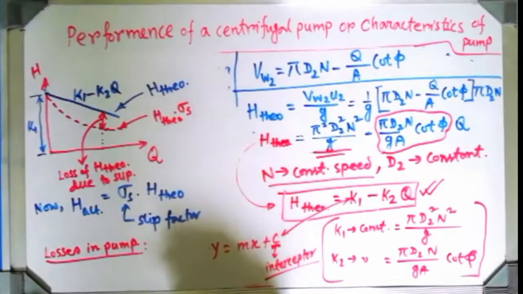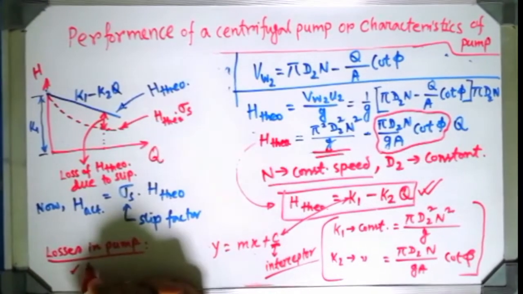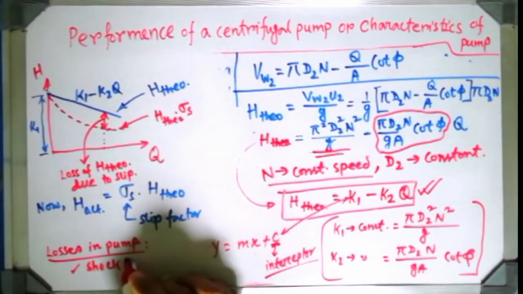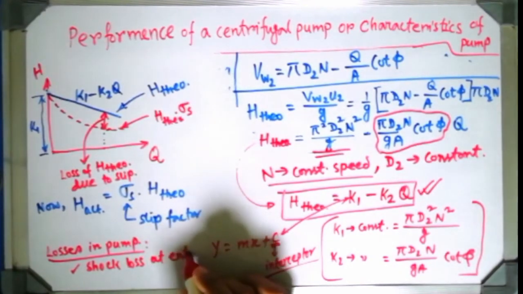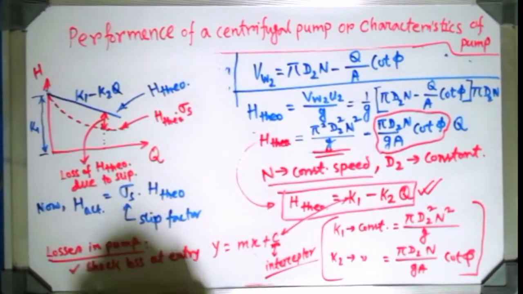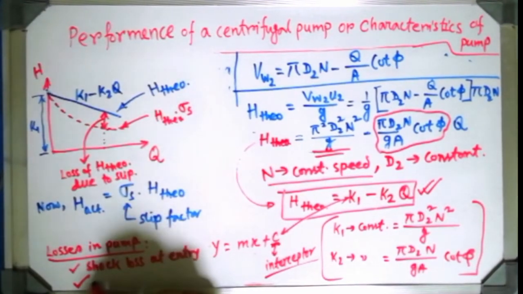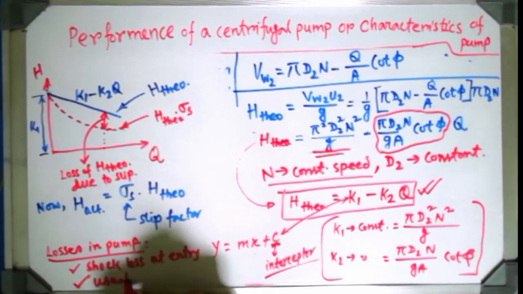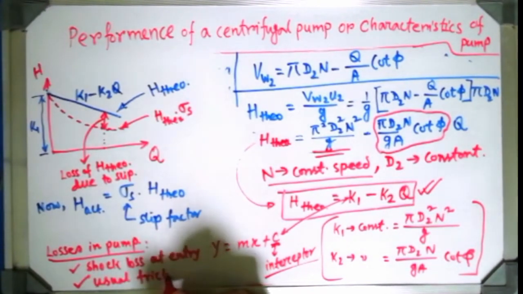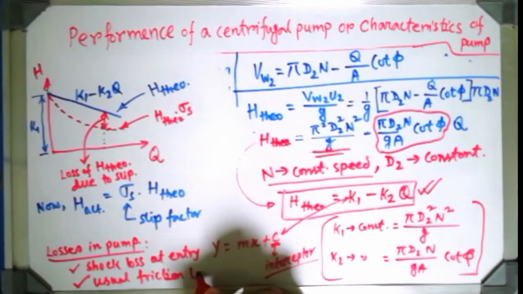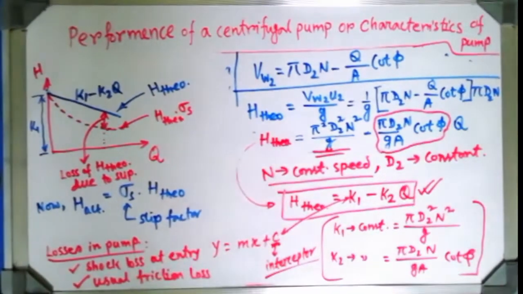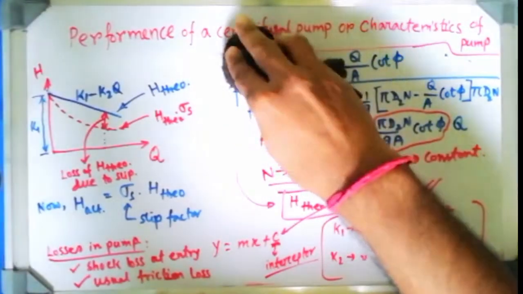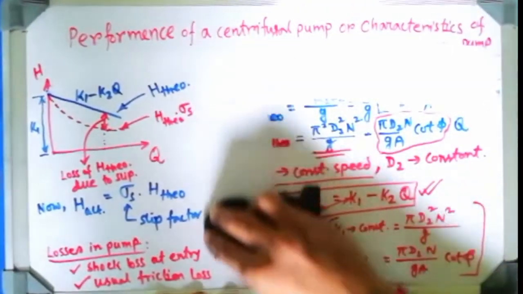And we know the losses in a pump can be of two types. One kind of loss is due to shock loss at entry. That is the kind of loss we are talking about now. And the second kind of loss, we all know, is the usual friction loss. These two kinds of losses will be there. So first coming to that shock loss at entry, what is that?